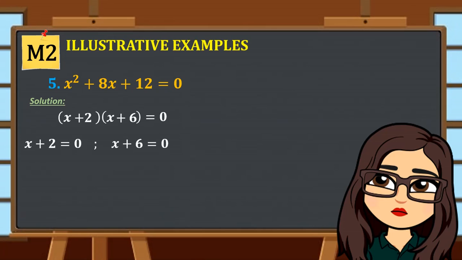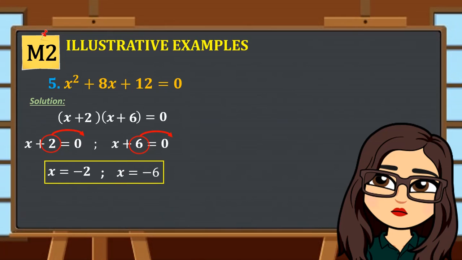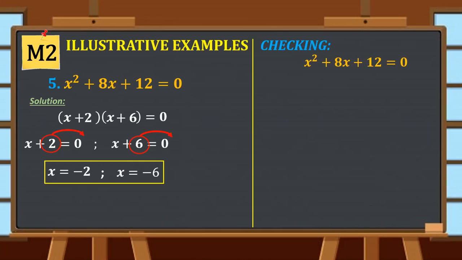So for x plus 2 equals 0, transpose positive 2 to the right side. So positive will become negative. Next, for x plus 6 equals 0, positive 6 transpose to the right side. So we have x equals negative 6. And the values now of x are negative 2 and negative 6. Let us now check. The original equation is x squared plus 8x plus 12 equals 0. The first obtained value is negative 2.